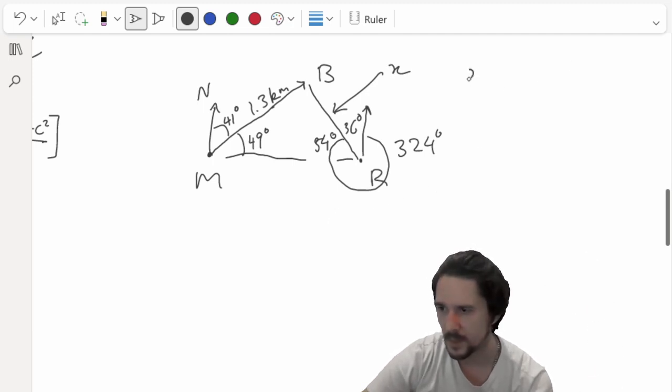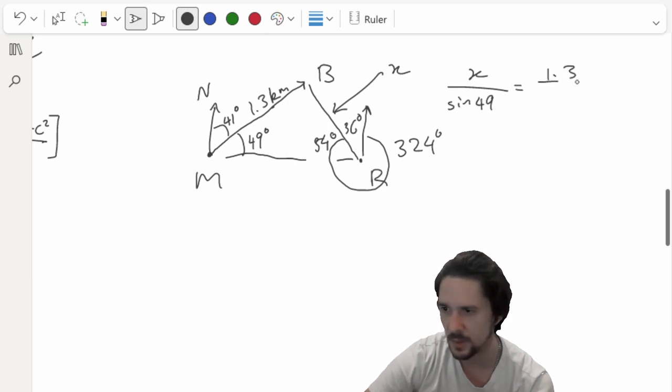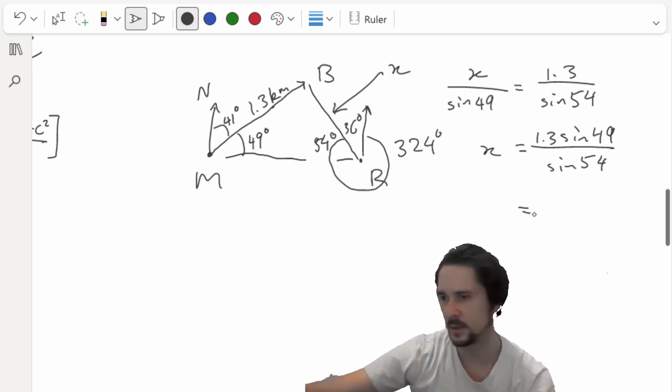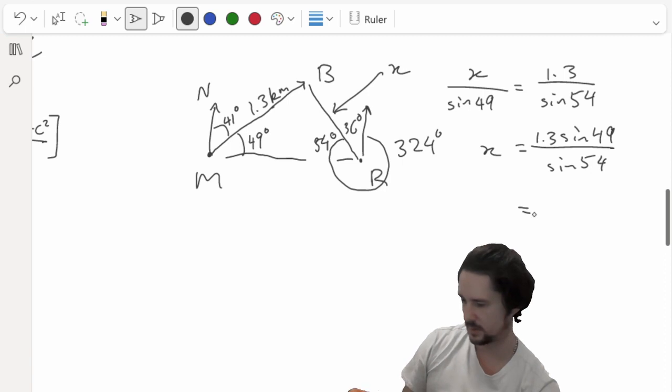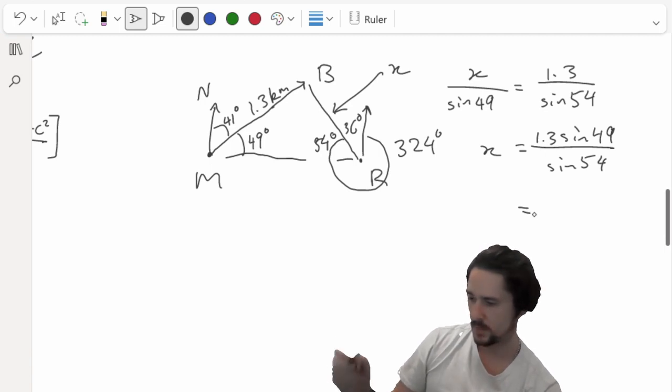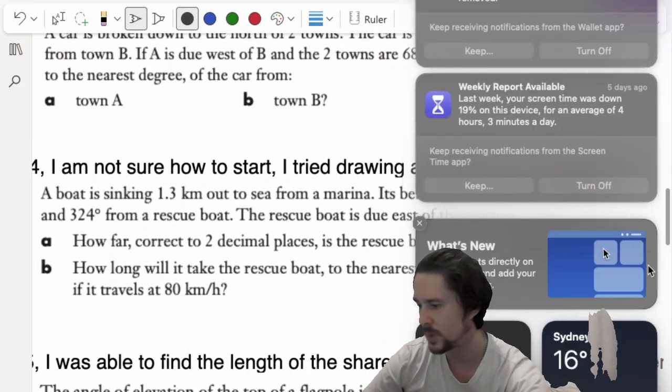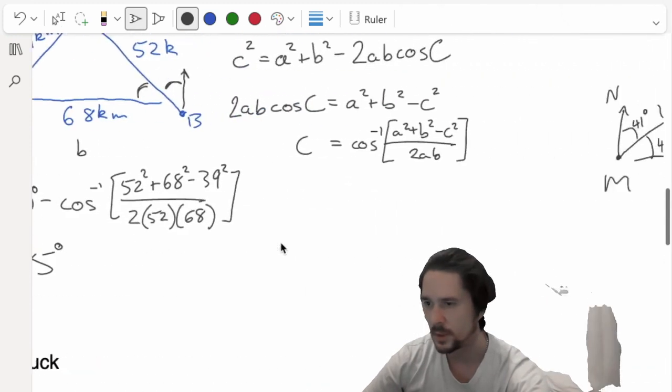All right, I think that's everything we need to know to use the sine rule. So we say x over sine 49 is equal to 1.3 over sine 54, which means x is equal to 1.3 sine 49 over sine 54, which means x is, drum roll please, 1.3 times sine 49 divided by sine 54. 1.2, how precise do they want this? 2 decimal places, 1.21.